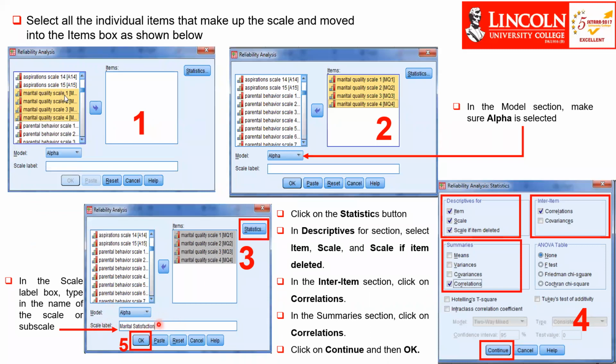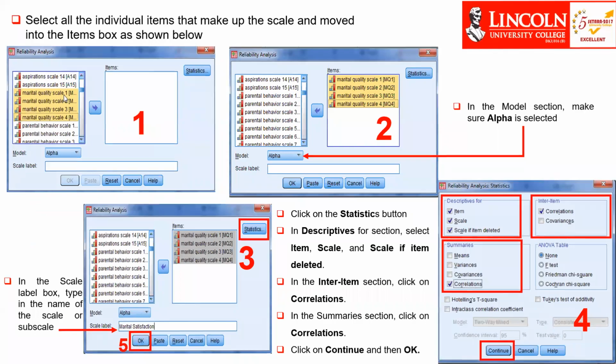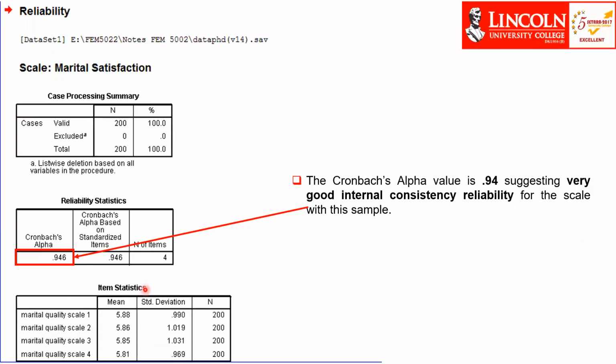Then there is a space called Scale label, where you can type any label. It's optional, it's not a must, but it helps to label your output. In this case, I just say marital satisfaction, based on the kind of variables I'm trying to check the reliability of. Once you're done with that, you click OK. Then you're going to have your output window, and what I put as my label will come out as Scale: marital satisfaction.